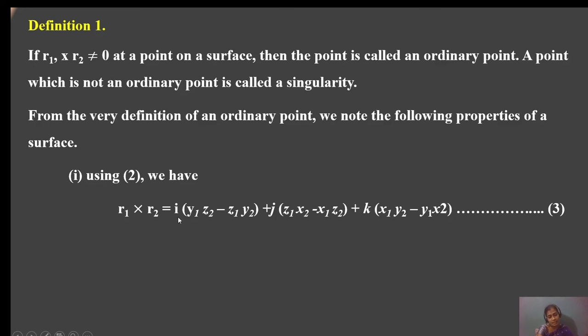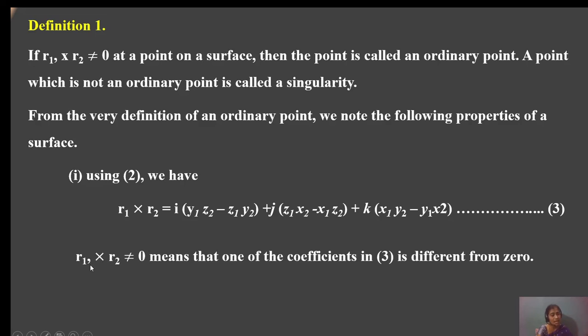If we generate it with i, the first row is neglected, and only the second and third rows are considered for the cross multiplication. Okay, this is the concept. This is the third equation. Then r1 × r2 is not equal to 0.